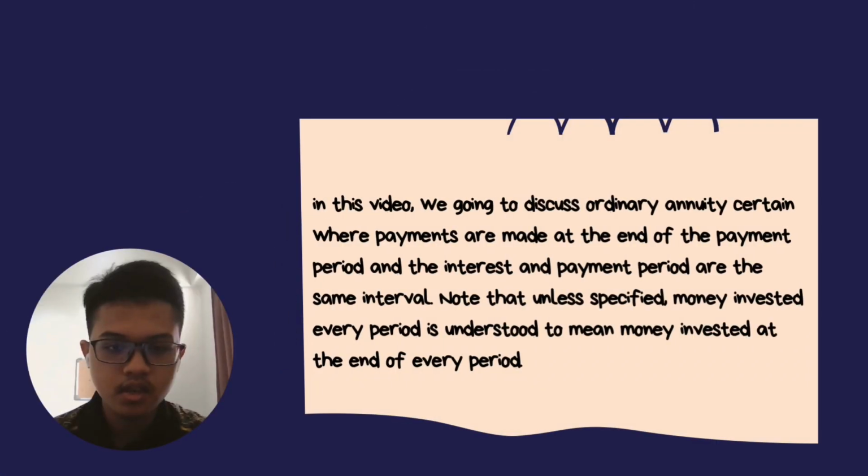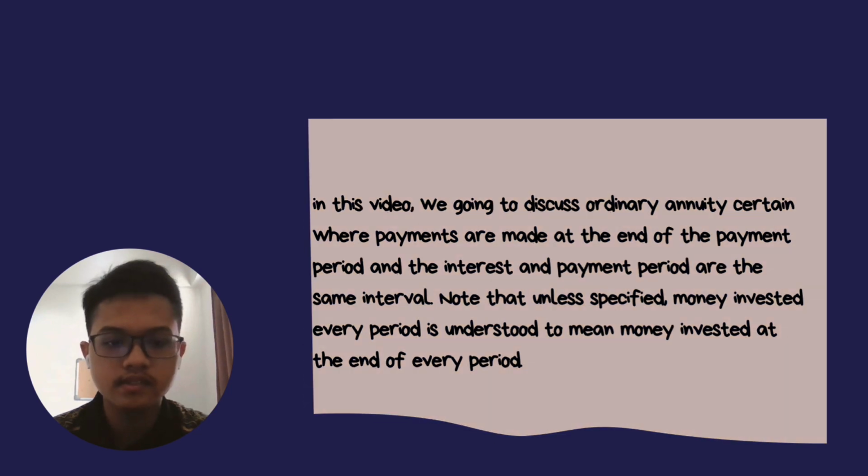In this video, we're going to discuss ordinary annuity certain, where payments are made at the end of the payment period and the interest and payment period are in the same interval. Note that unless specified, money invested every period is understood to mean money invested at the end of every period.